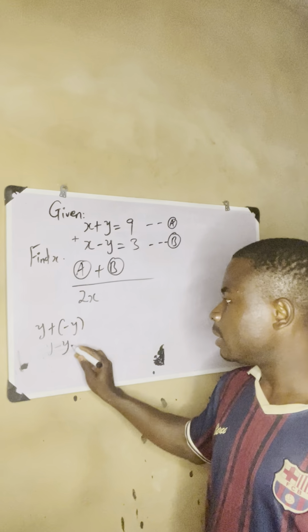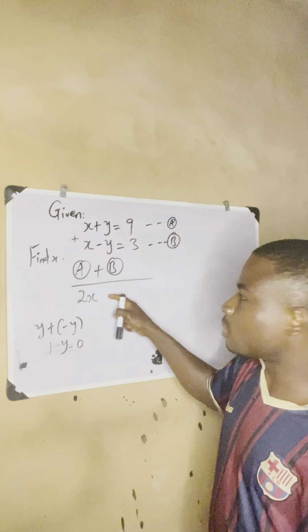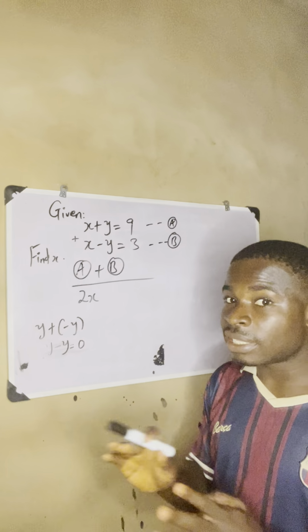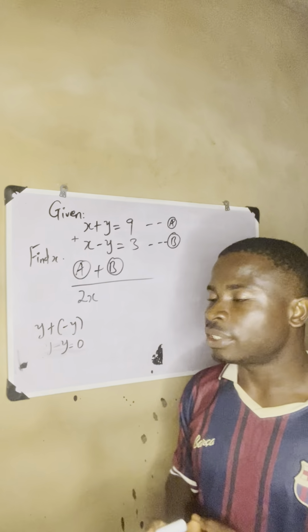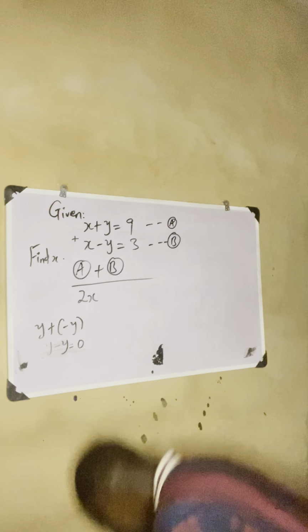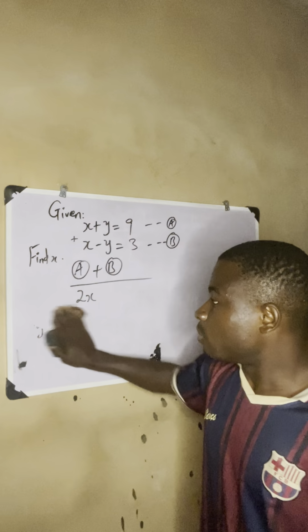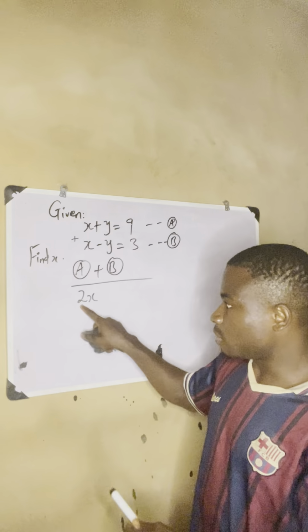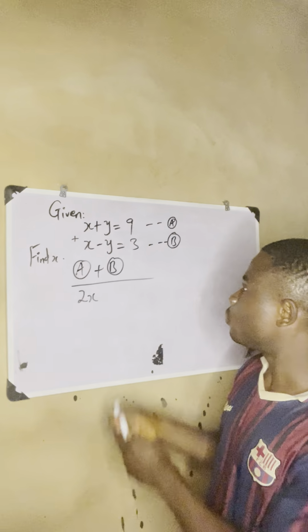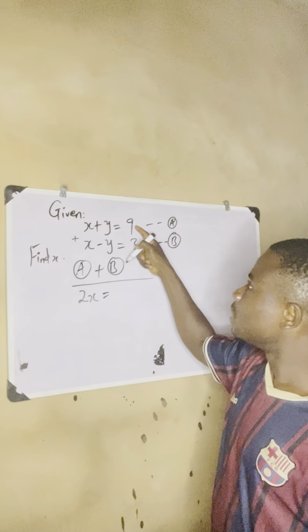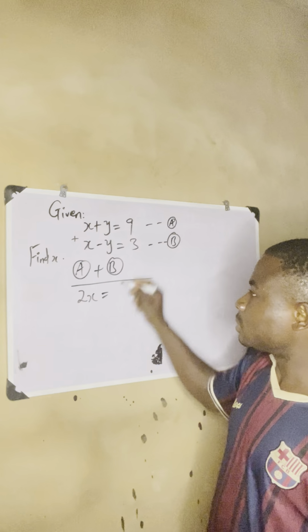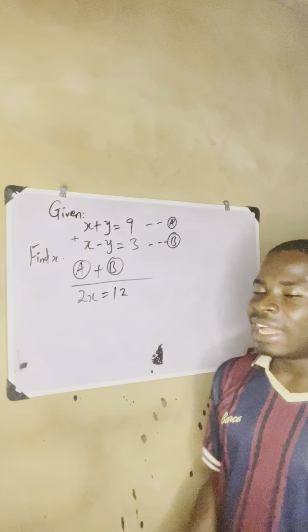So once it is 0, we don't need to write plus 0y. You have eliminated that variable. That is what I mean by elimination. That variable now has a coefficient of 0. This is the coefficient of x, 2. So we have eliminated y. 2x is equal to, remember we are adding, so 9 plus 3 is what? 12.